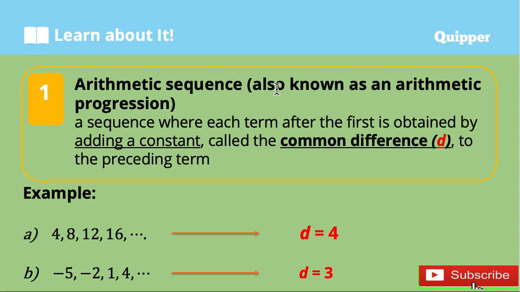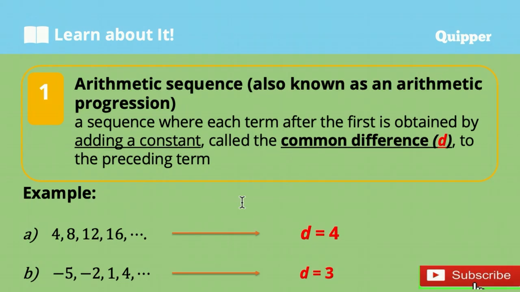Arithmetic sequence, also known as an arithmetic progression, is a sequence where each term after the first is obtained by adding a constant called the common difference. We will be adding this common difference to the preceding term, and the common difference is represented by small letter d. An example of an arithmetic sequence is 4, 8, 12, 16, and so on, and the common difference is 4.